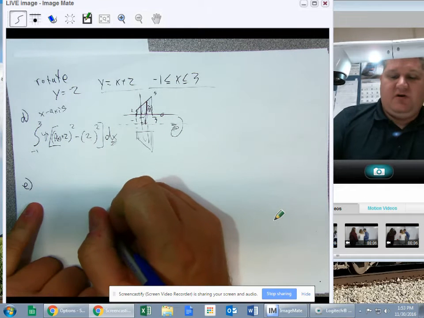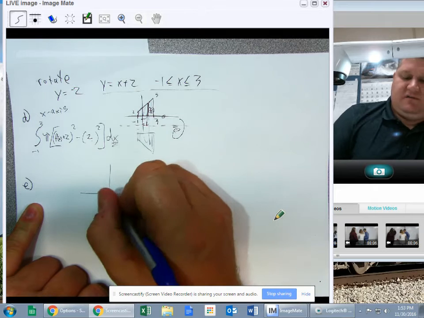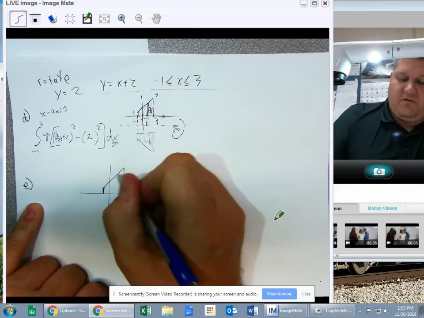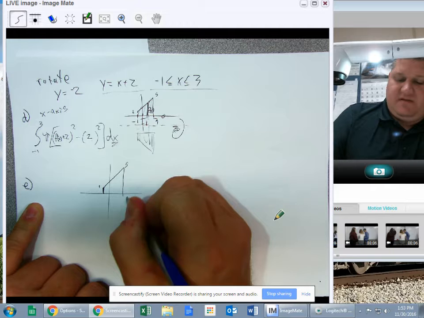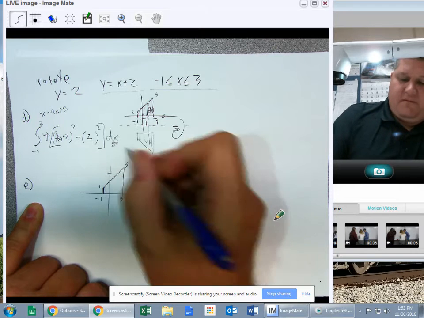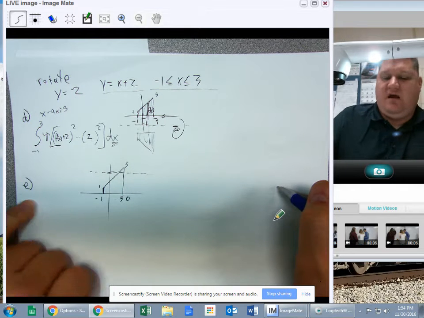And part E is y equals 4. Now, yuck, yuck, yuck, because I'm going to have this. Y equals 4. That's 5, that's 1, that's 0, that's 3, that's -1. 4, oh, it goes right through there.